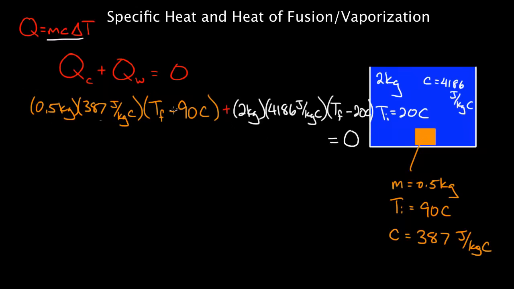This whole term here, this orange term, is going to come out to be some negative number because the copper is going to lose heat energy. And the water term is going to come out positive because it's going to gain heat energy. The two will cancel out. They'll give you 0. That's the condition that we're requiring. We just have to solve for T final, which means we multiply all this out, combine the T final terms, and then solve for T final.